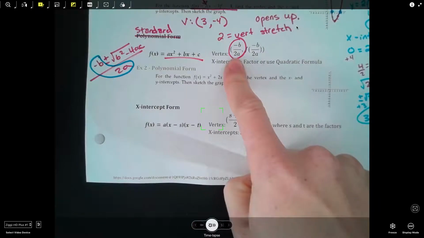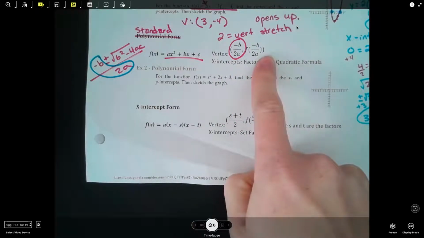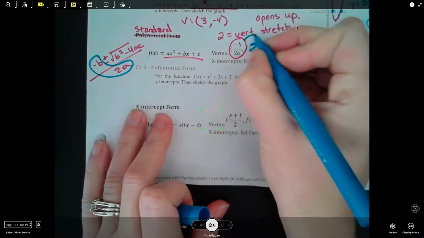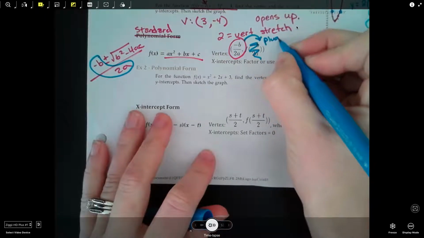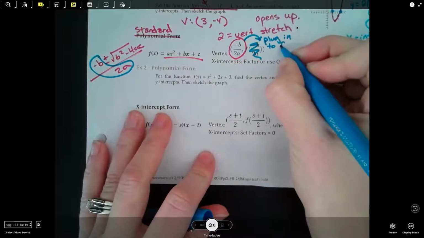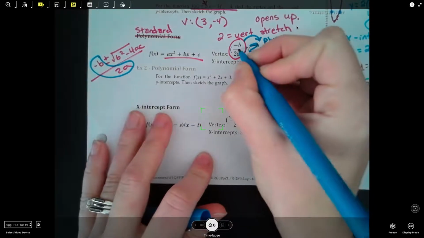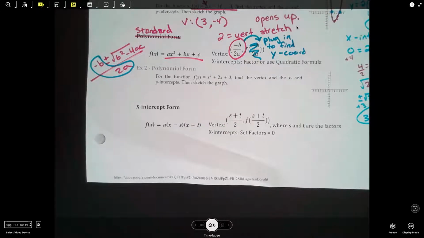And then what does this right here mean? f of negative b over 2a. That means plug this in to find the y-coordinate. So whatever you get for negative b over 2a, you plug it into the equation and find the y-coordinate, and then you're done. And that will give you the vertex.